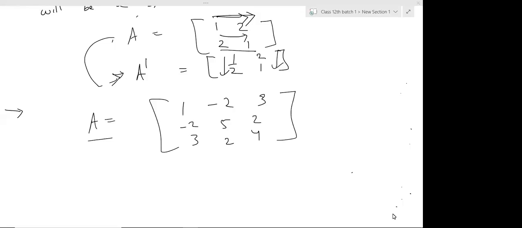Krishna, is this a symmetric matrix or not? Yes, sir. It is a symmetric matrix, because A transpose is equal to A. All right, I hope this is clear to everyone. Symmetric matrix.